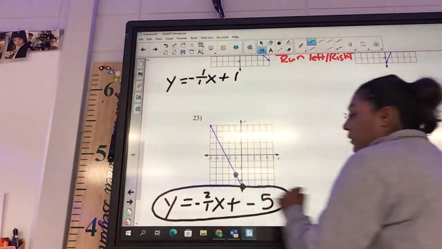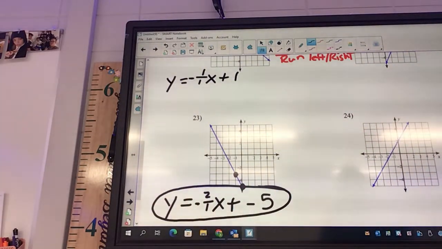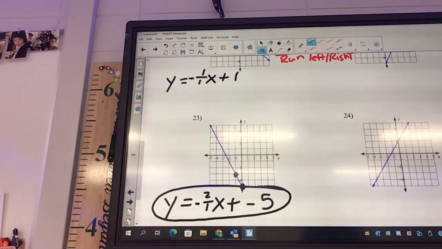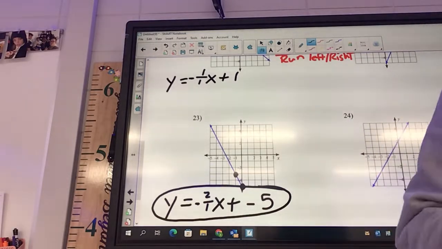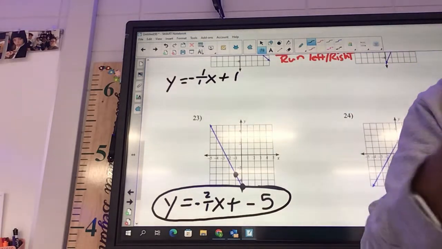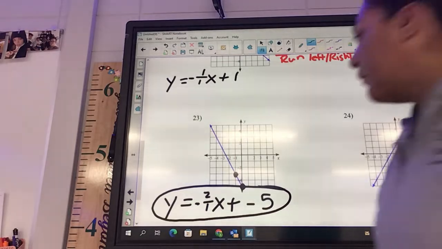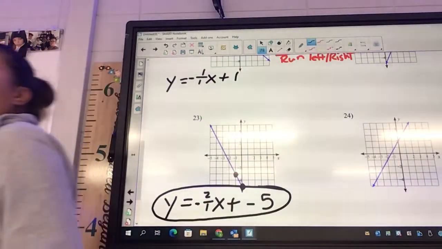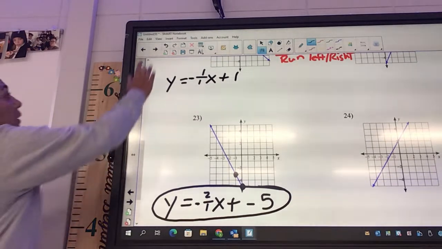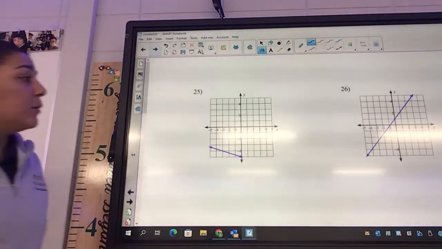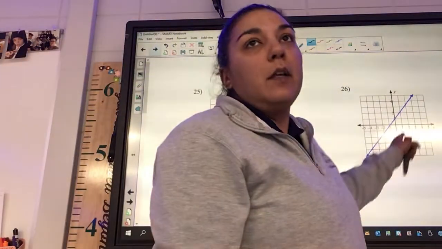Is it always going to be a fraction? Yes. And is it always negative? Or if the line goes negative, it's negative 1? Yes, if the line's negative, the slope will be negative. But sometimes it might be positive. It just depends. Like this one would be positive because the line's positive.